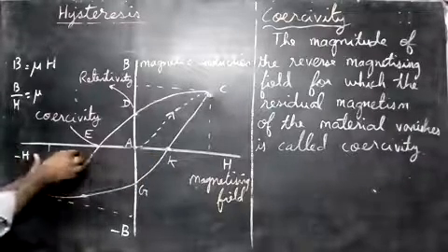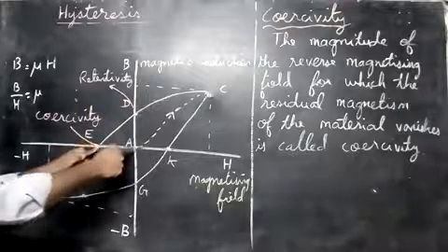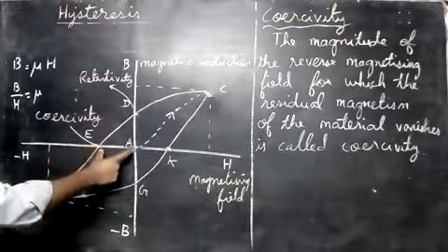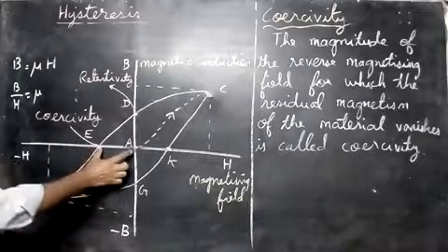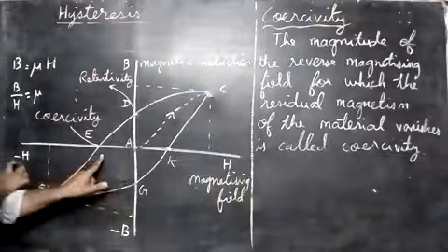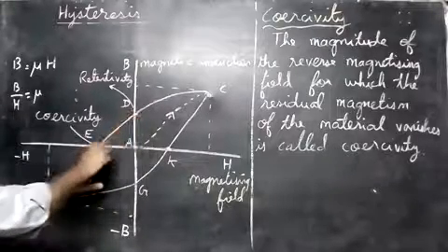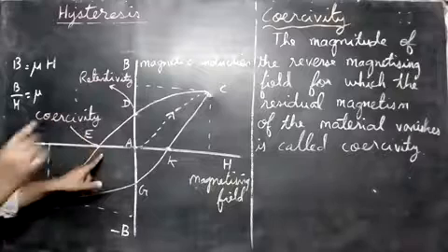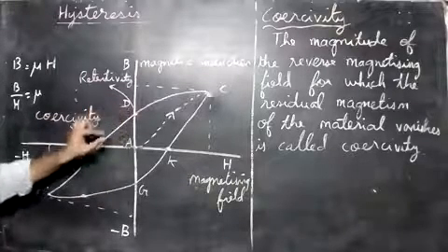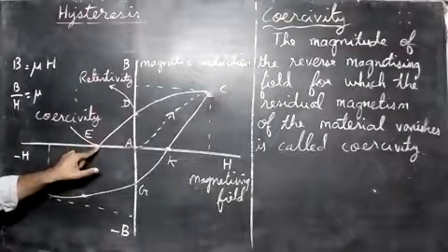As you bring it that way, the magnetic induction drops to 0. This distance here gives us the value of minus H. So this magnitude of the reverse magnetizing field, for which the residual magnetism becomes 0, that means it vanishes, is called coercivity. We want to take out the magnetic property there, so that value of the magnetizing field is coercivity.